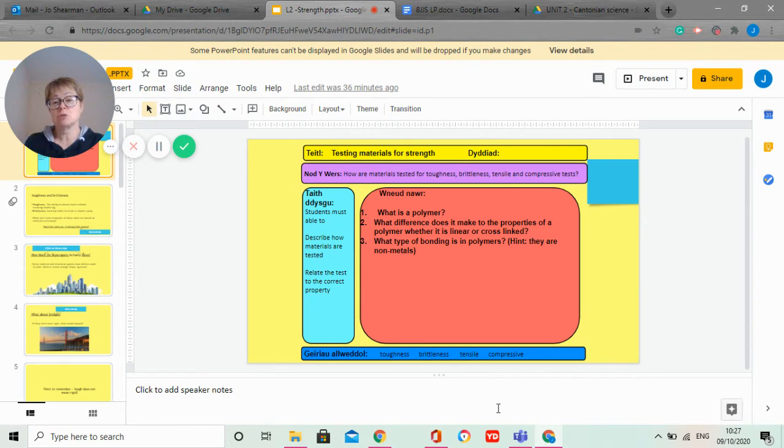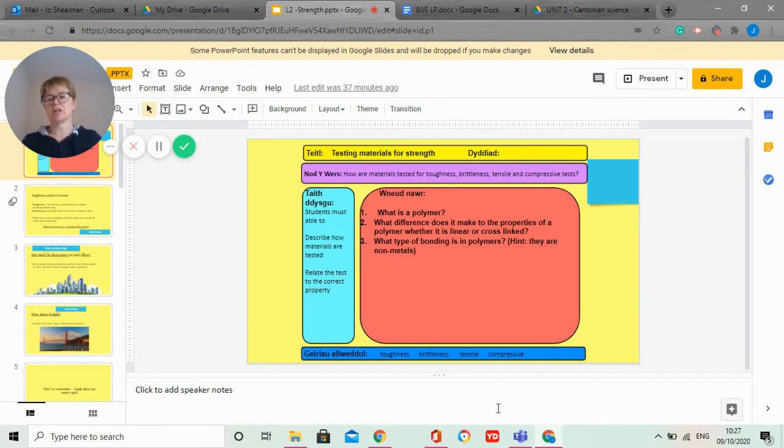The difference between linear polymers and cross-linked polymers is that linear polymers are far more flexible because there are only weak forces between the parallel polymer chains, which means the material can stretch and return to its original shape, whereas in a cross-linked polymer, the polymer chains that run parallel are held very, very tightly together by cross-linking bonds, and that makes them much more rigid.